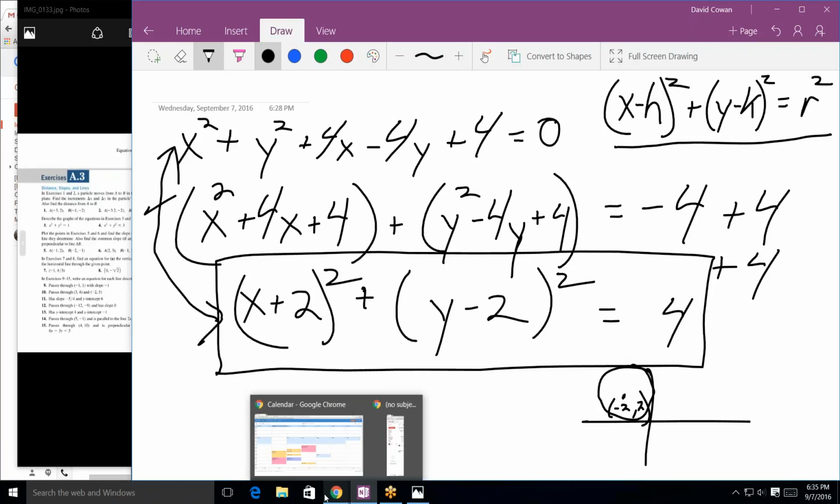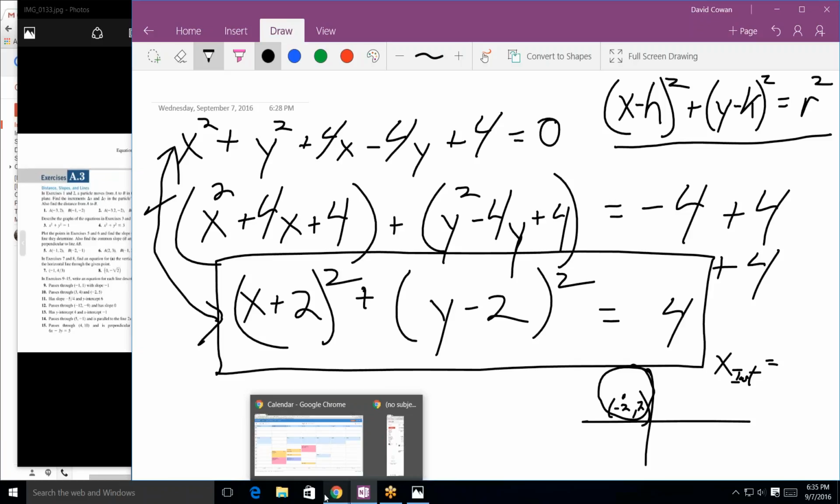Now, let's find those intercepts. Do we have to go through the algebra, or can we tell? What's the x-intercept? So 0 for y. So that'll be x plus 2 squared plus 4 equals 4. That's why I said, do we need to? You're going through the algebra, and I have no problem with that. That's always the safe way to do it. But look at my sketch.